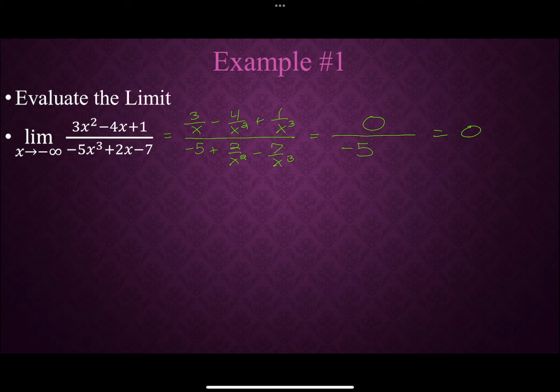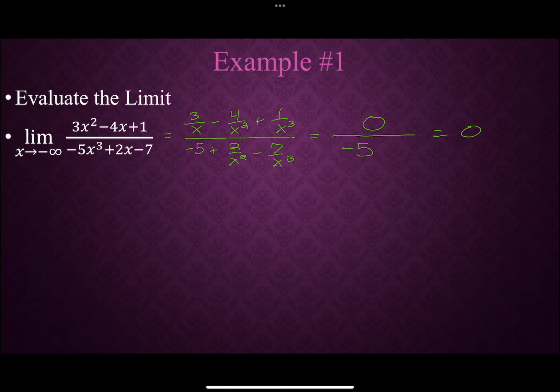So this is the idea here. You won't need to go through this exact process every single time, because as long as the biggest exponent is on the bottom, the answer will always be 0. And you'll remember this trick from the horizontal asymptote problems in pre-calculus, where whenever the big exponent was on the bottom, the horizontal asymptote was 0. And that's what this is right here.